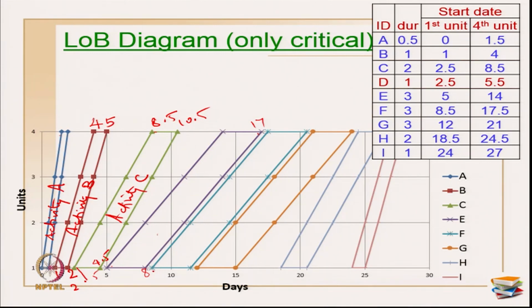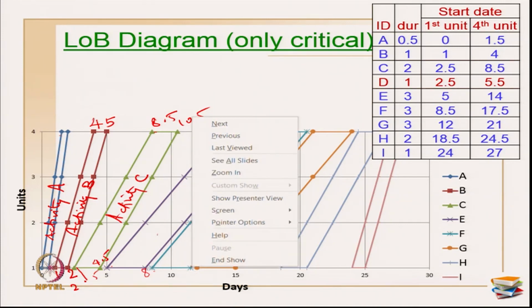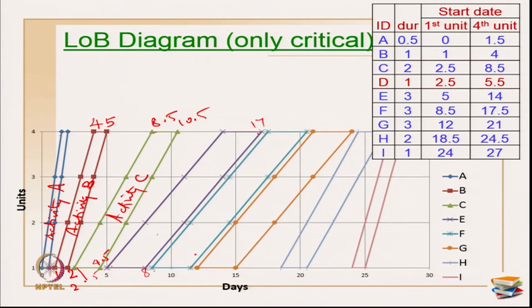Activity F, so this is 8.5, duration for F is 3. So, this is now 10.5, this is now 11.5, and the last unit is on 17.5. So, this is activity E and I am on activity F. So, this is now 17.5, duration of F is 3. So, this becomes 20.5, and I got my bars. So, these 3 bars are in parallel because duration of the 3 activities are the same, that you can see here: 3, 3, 3.